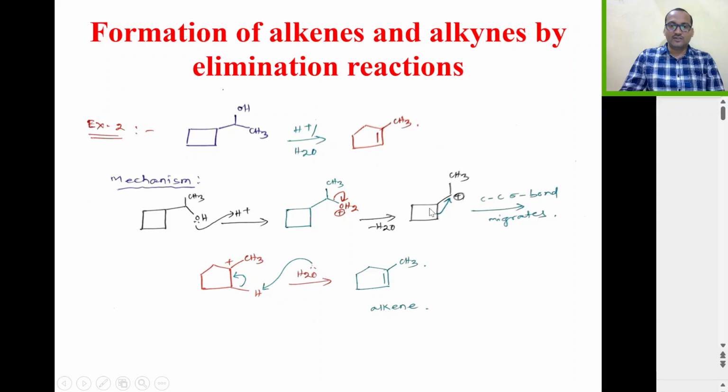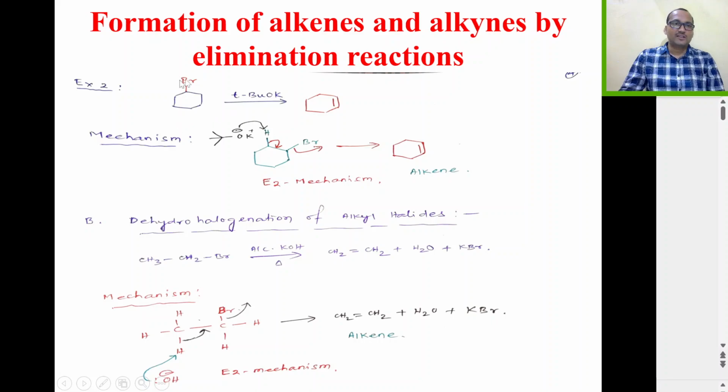So now here the ring expansion takes place, so this CC sigma bond will migrate to this carbon. So as a result you end up with this carbocation. So now this water will take this proton and this CH bond will break on here. So as a result you generate this alkene.